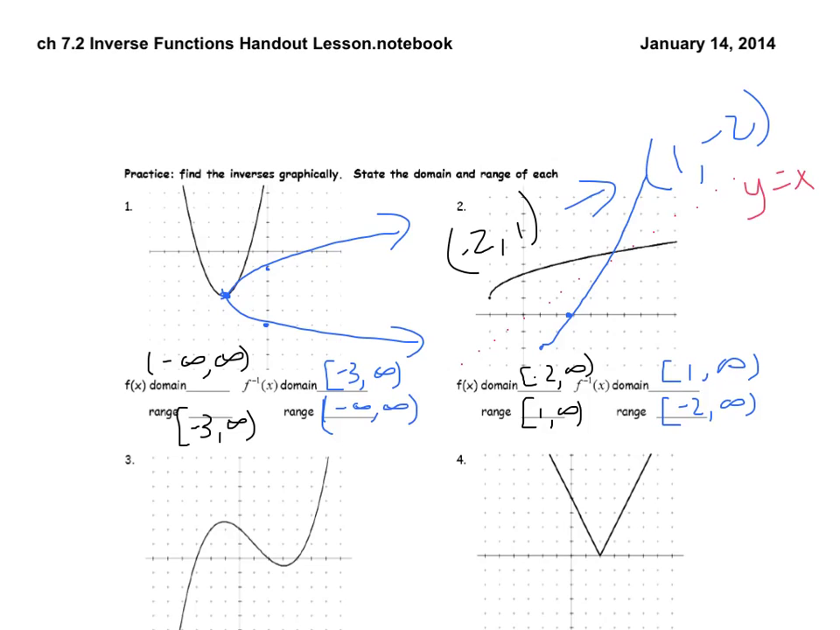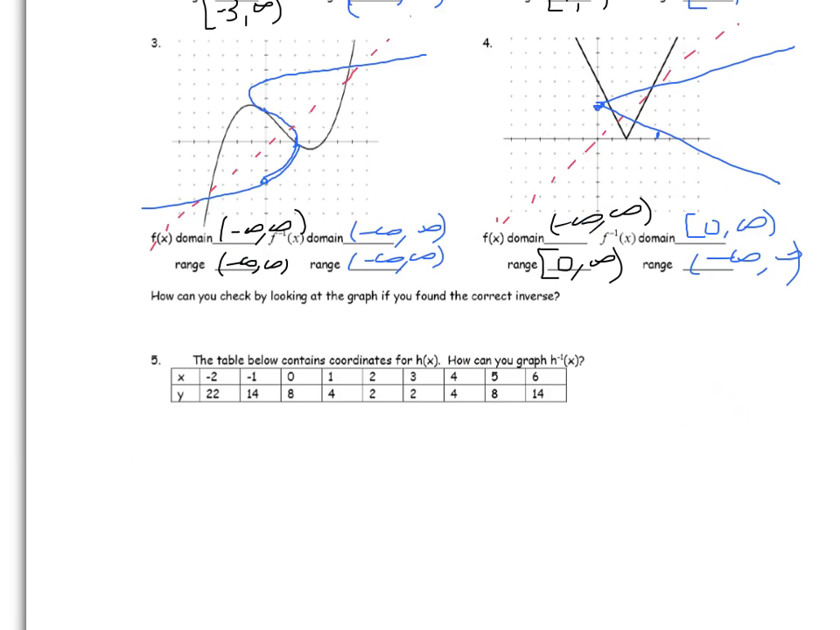So you try the next 2, 3, and 4, and then come back and check your answers. Okay, so I hope your graphs look like these. Answer the question about finding the correct inverse. How is that related to that line y = x? And then finally for number 5, think about how you might graph the inverse if all I gave you were the coordinates.